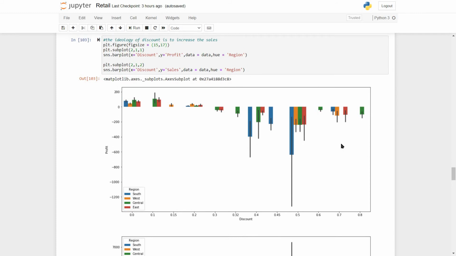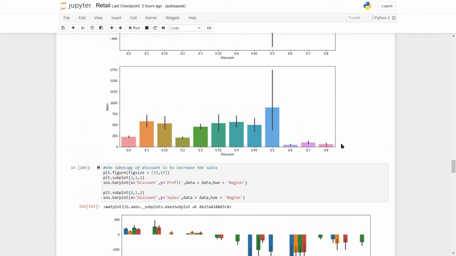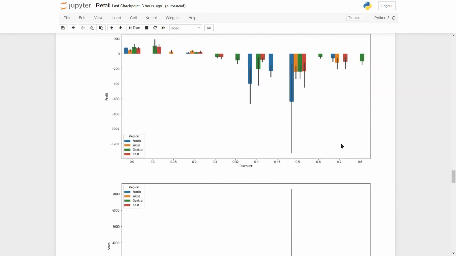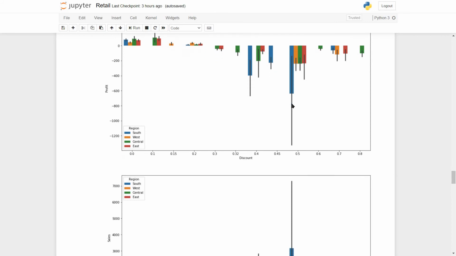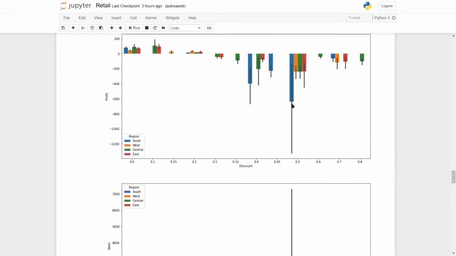Now we divided this graph into regions as well. If you see, the 50% off attracts more people in the south. On 30%, there is no one buying products from the south. It's maybe possible that in the south there is no product with 30% off, or it could be that people of the south don't buy products when there is 30% off, but they do buy when there is 50% off.